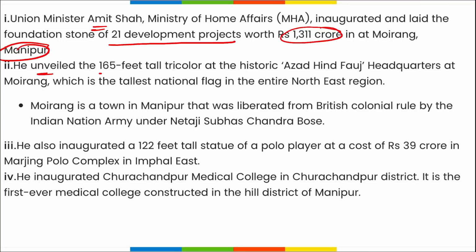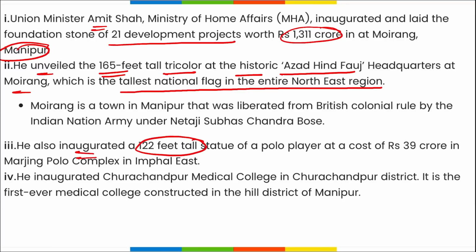He also unveiled the 165 feet tall tricolor at the historic Azad Hind Fauj headquarters at Moirang, which is the tallest national flag in the entire northeast region. Apart from this, he also inaugurated a 112 feet statue of a polo player at a cost of around 39 crore rupees in the Mirjing Polo Complex in Imphal East. So just remember these two statues also. One, the largest flag in northeast India, and then the statue of a 120 feet polo player.